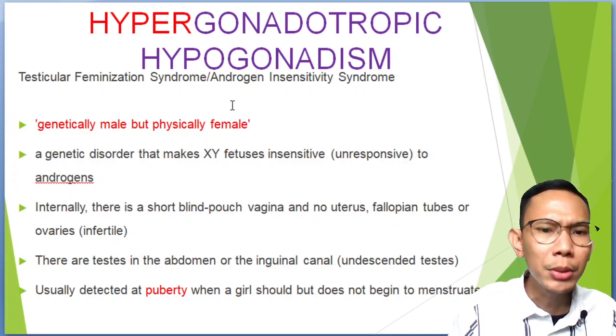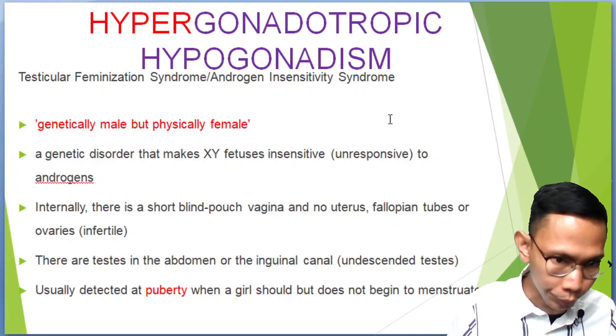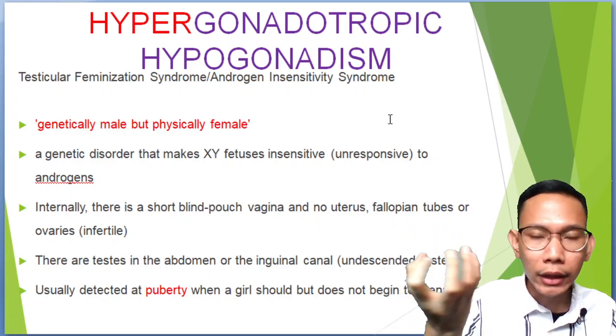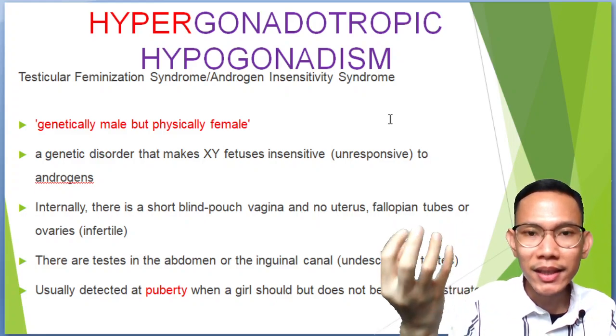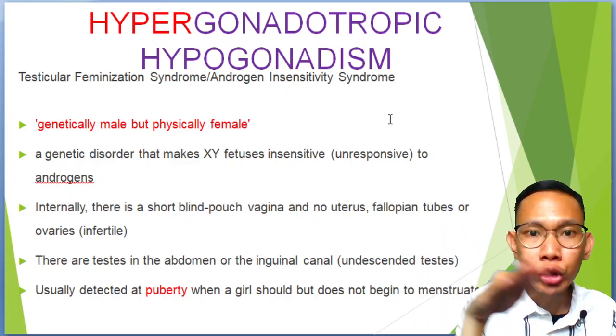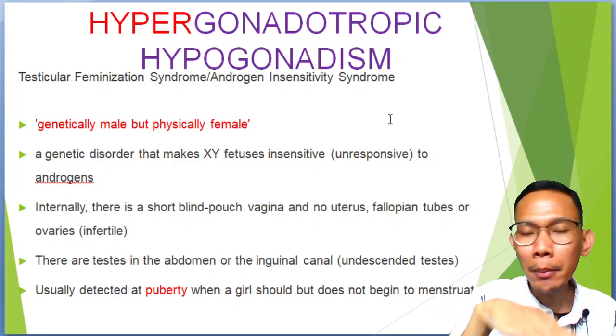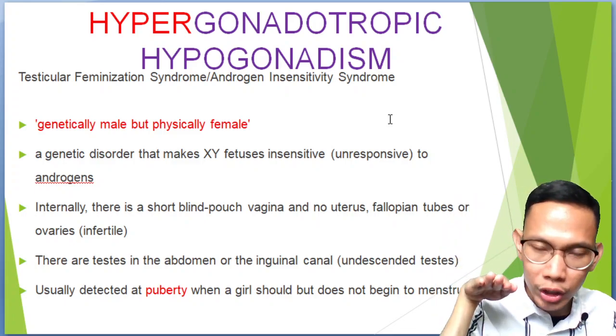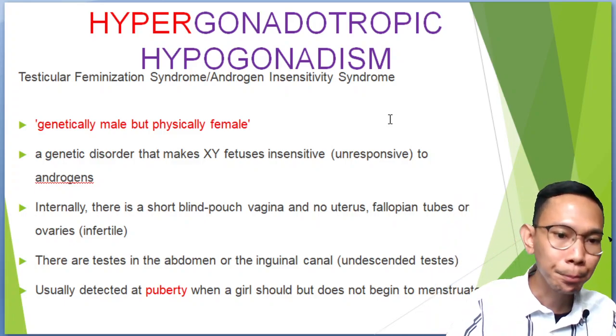So the management for this patient, what we do is that we ligate or tinatanggal namin yung undescended testes na nasa abdominal part, tinatanggal yun, and we create a neovagina. So in short, gagawa kami ng bagong pouch, di ba? Naka-blind pouch, so we just extend the vagina.